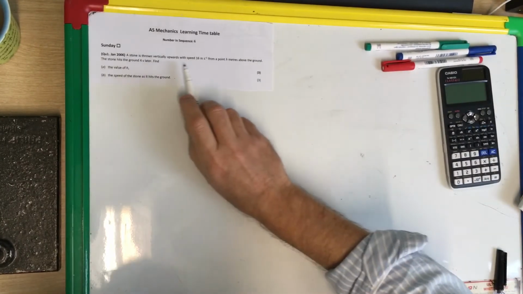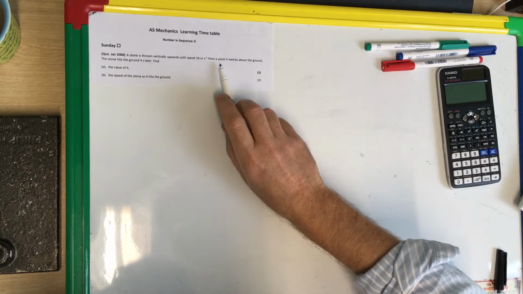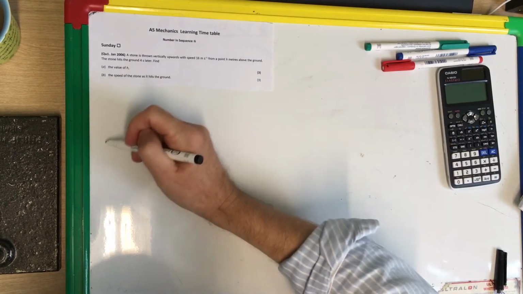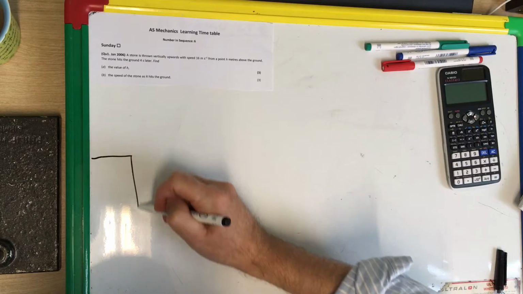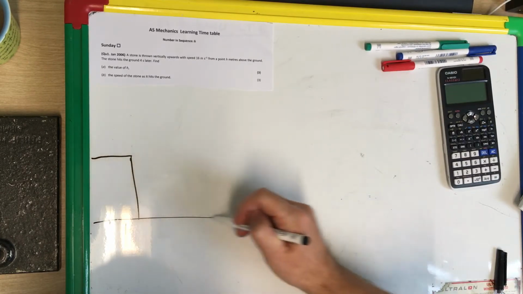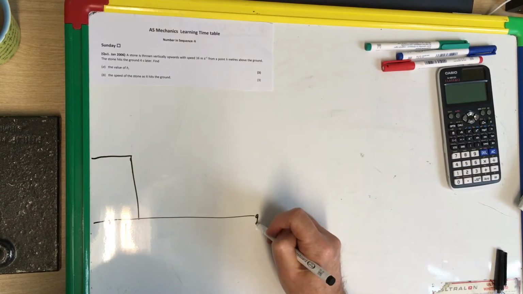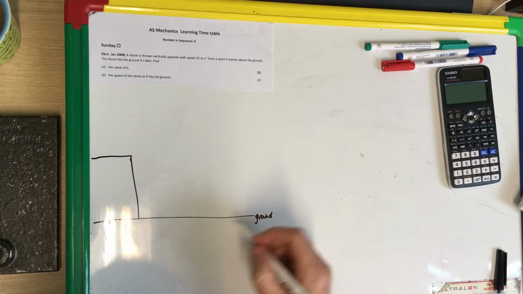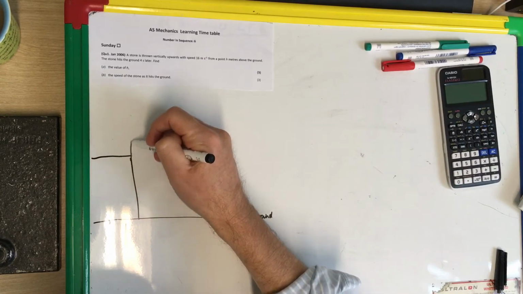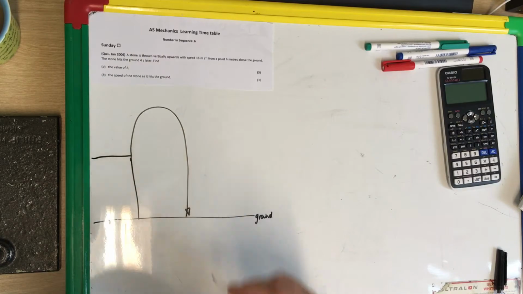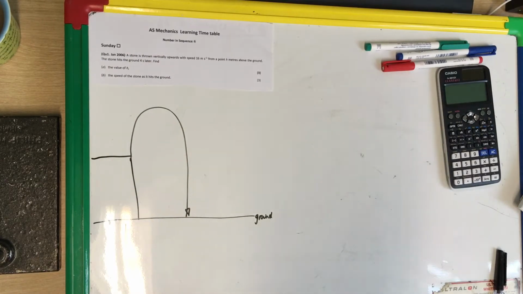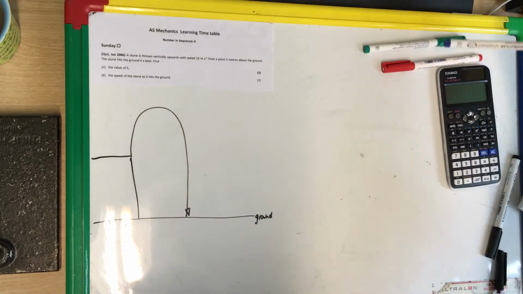So, a stone is thrown vertically upwards at a speed of 16 metres per second from a point H metres above the ground. So we always draw a diagram. Here it is, there's my ground, this is ground level. Don't know why I drew that over there. And what we're going to do is we're going to go splat. That's what happened.